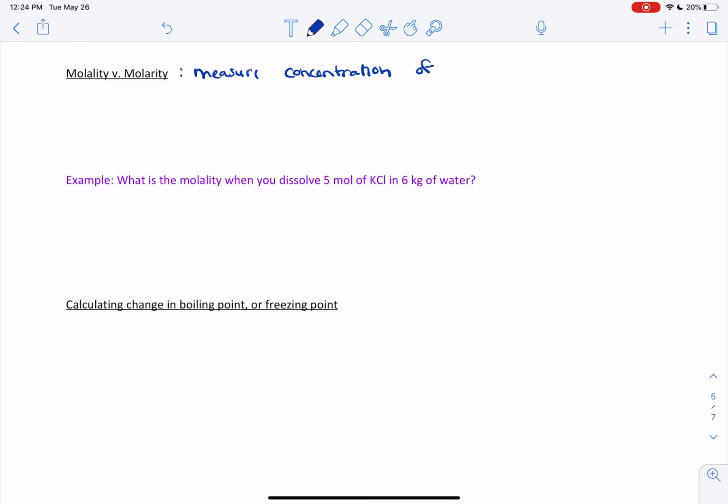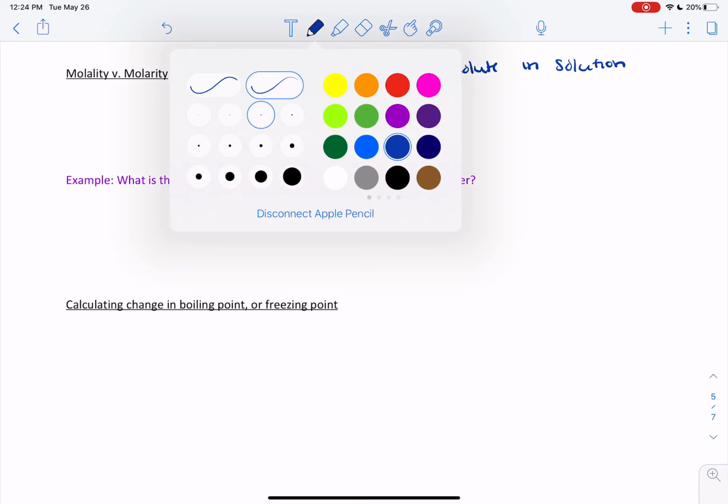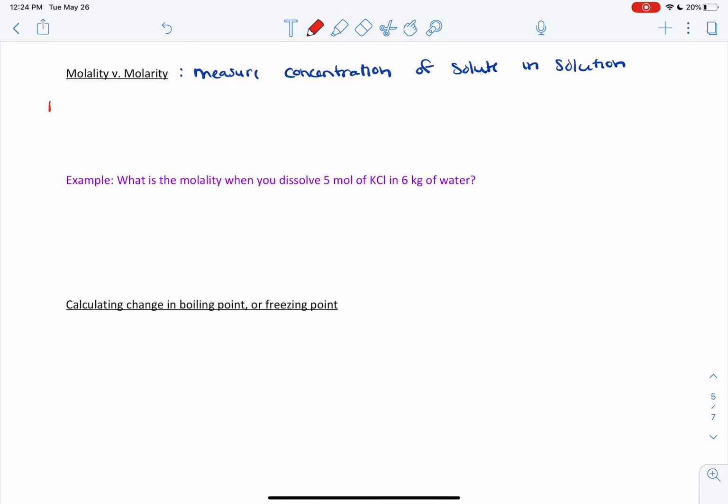Concentration of solute in solution. Okay, so we first talked about molarity, I think a couple weeks ago now, and that was moles of solute divided by liters of solution. So you're kind of comparing the part, the solute, to the whole solution.